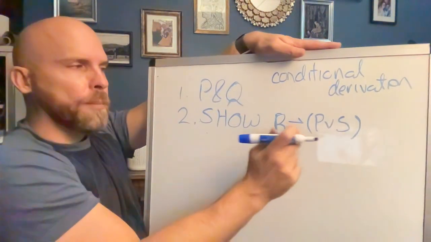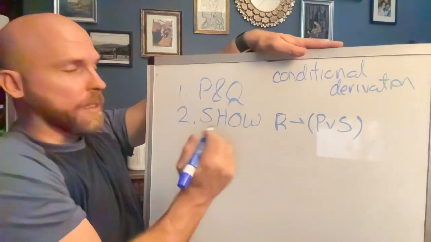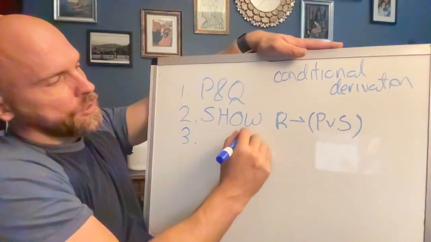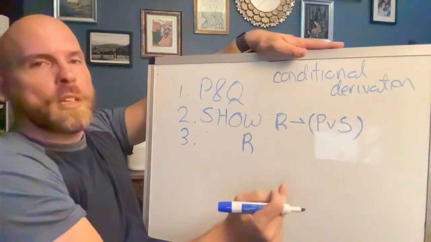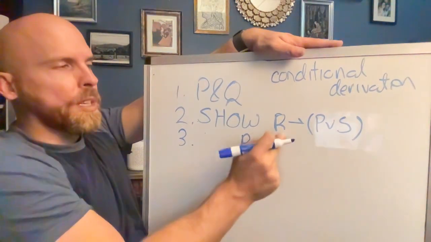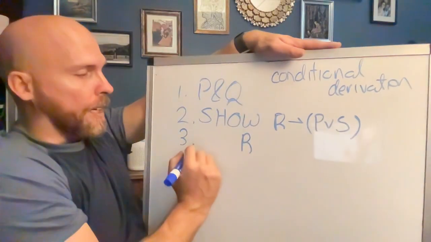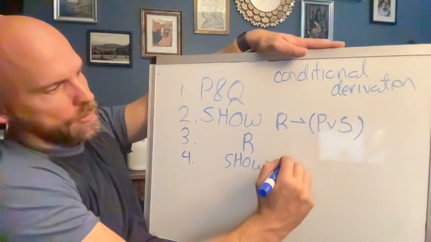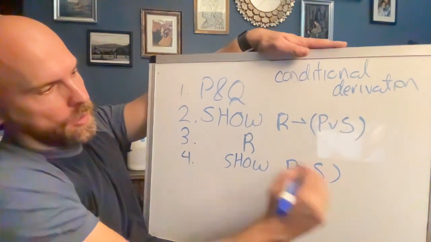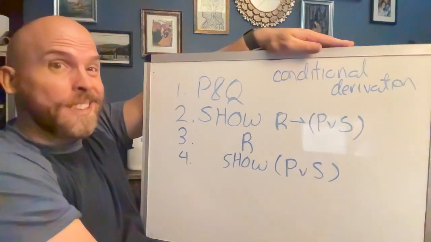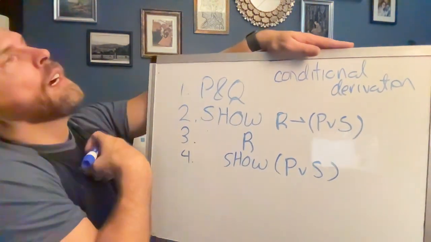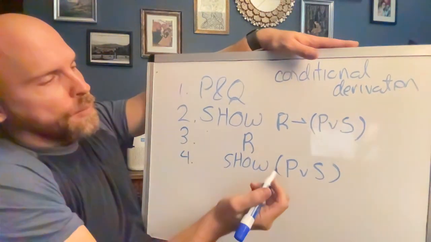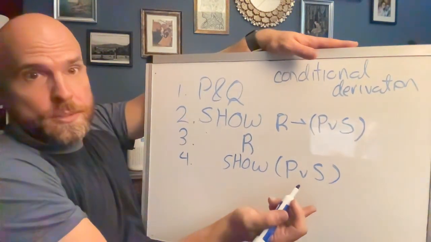Remember what you do whenever you see the main connective that you need to prove being a conditional. Next line, you assume the thing the arrow is pointing from, the R. You assume that. Next line, show P or S. You try to show the thing that the arrow is pointing to. Now, I hear you. Okay, we got the R. Good deal. How do we get P or S?